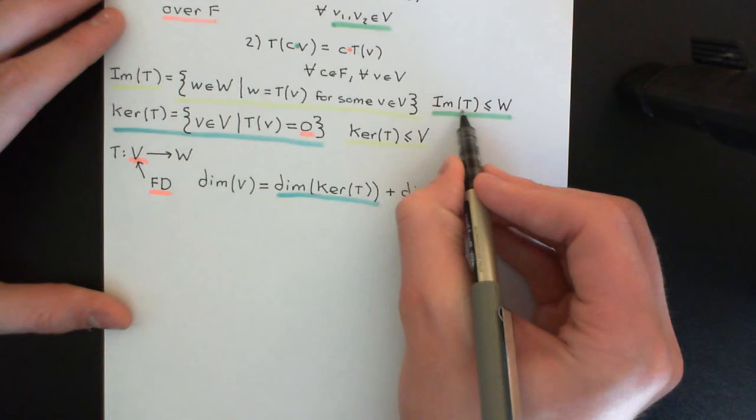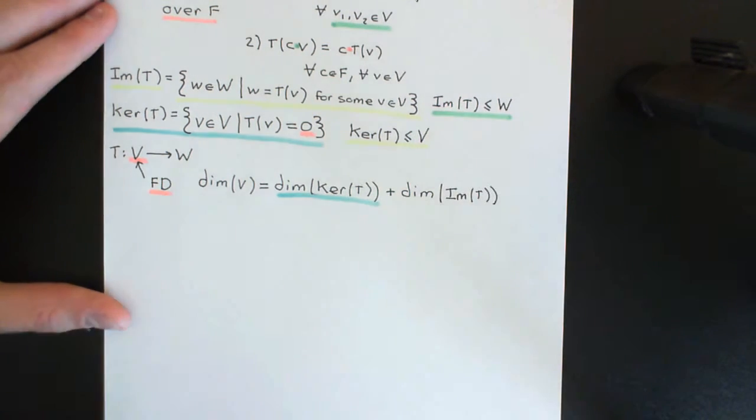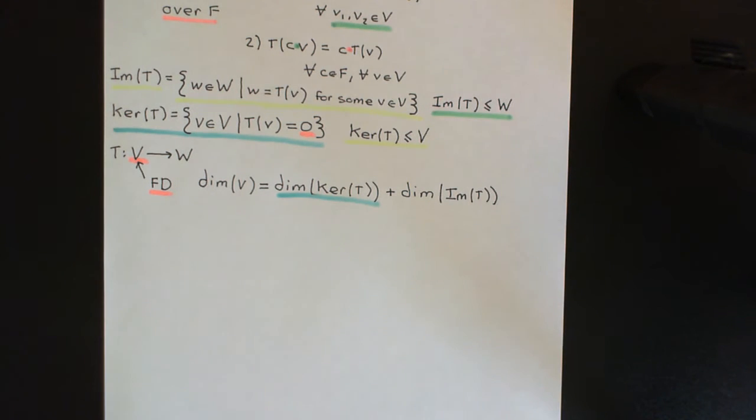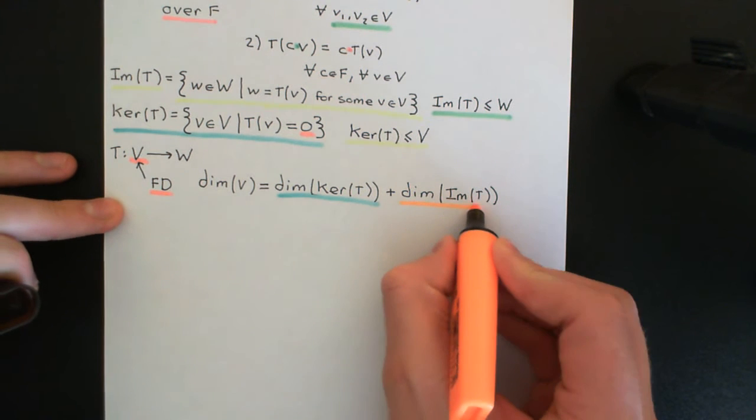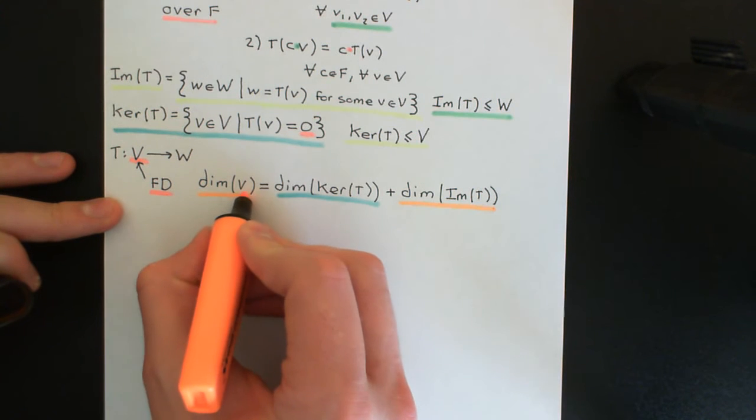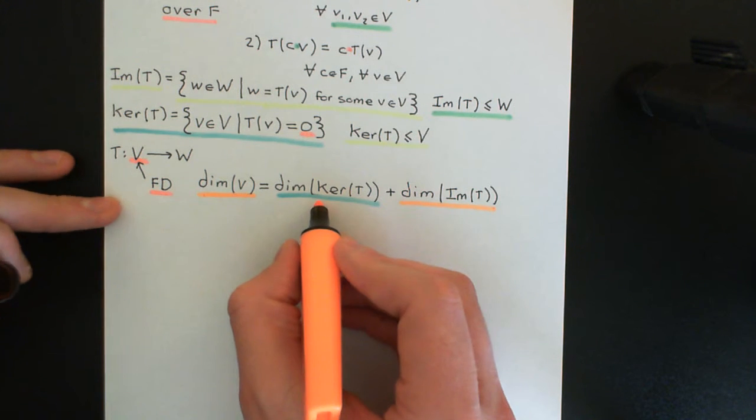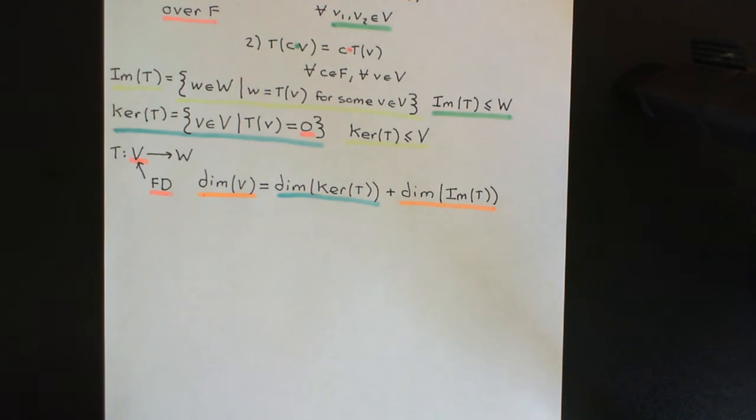So again, the image of the linear transformation is a subspace of our codomain vector space capital W, so it will have a dimension as well. Okay, my assertion here, the assertion of the dimension formula, is that the dimension of the domain vector space is going to equal the dimension of the kernel of the linear transformation plus the dimension of the image of the linear transformation. Okay, and the rest of this video is going to be devoted to understanding why it is that this formula is true.